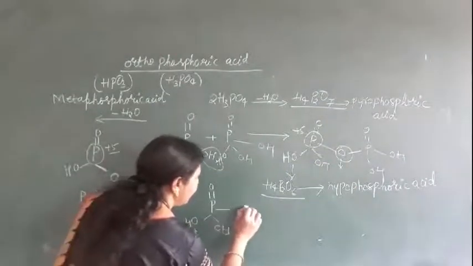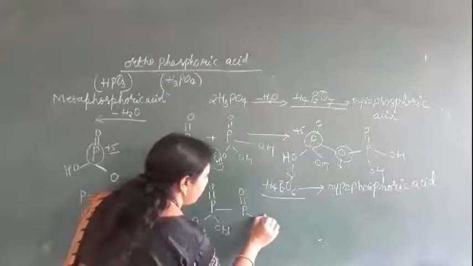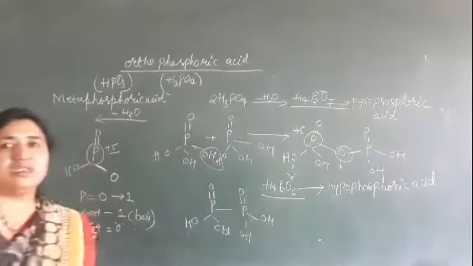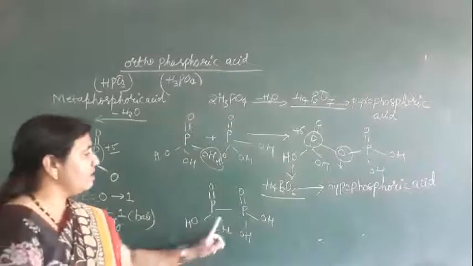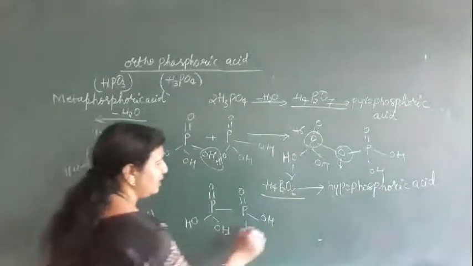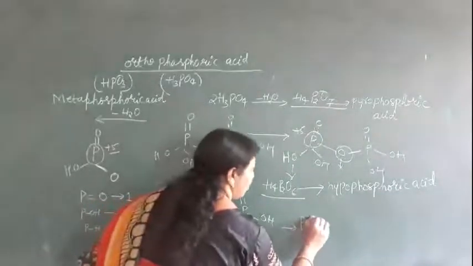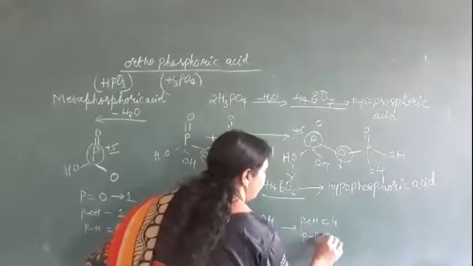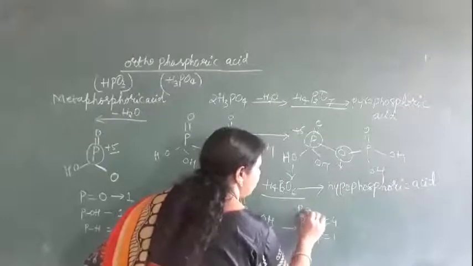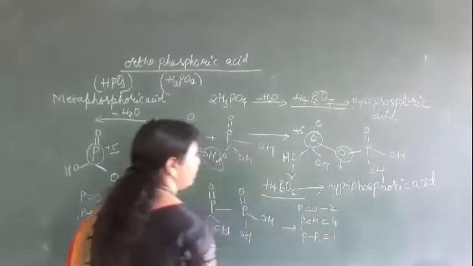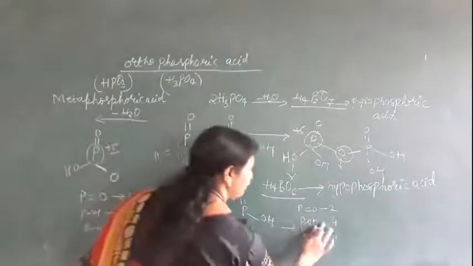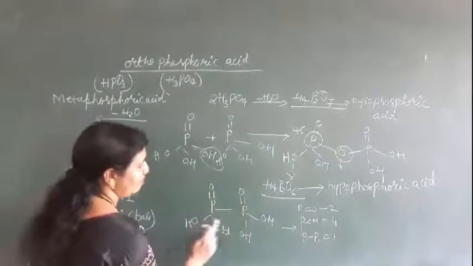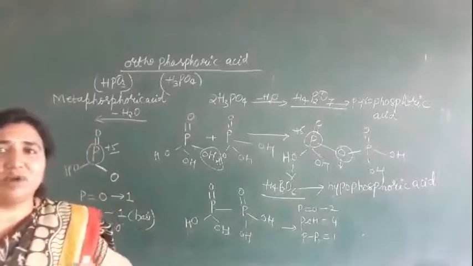Here we will get a P-P bond. So P double bond O, OH and OH. Okay. So in this, how many OH bonds do we have? Here we have 4 POH bonds, and 1 P-P bond. We have 2 P double bond O bonds here, and there is no PH bond in this case also.